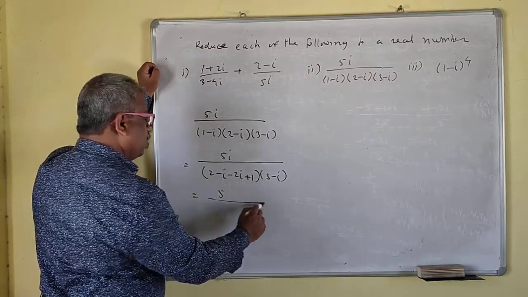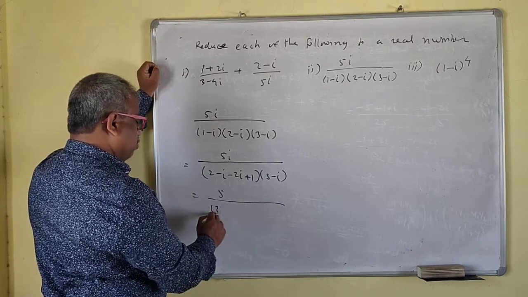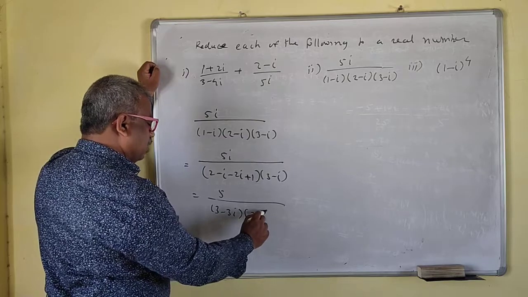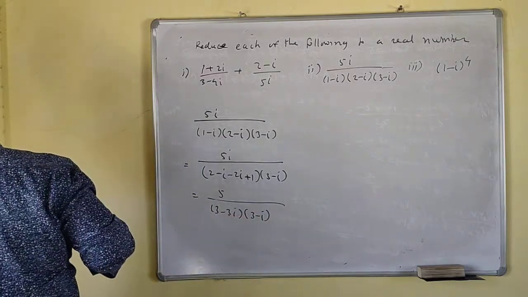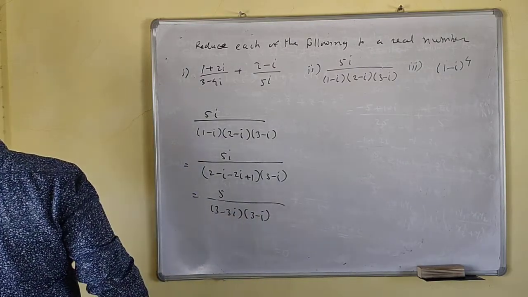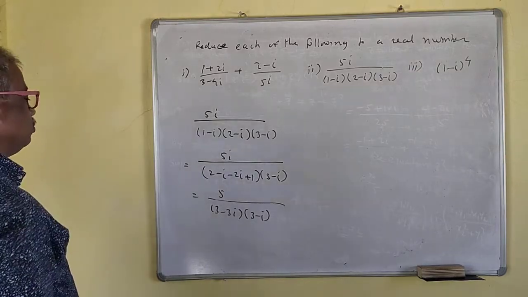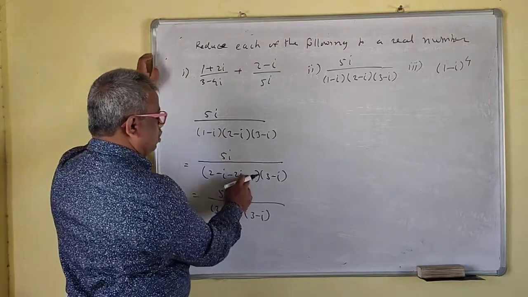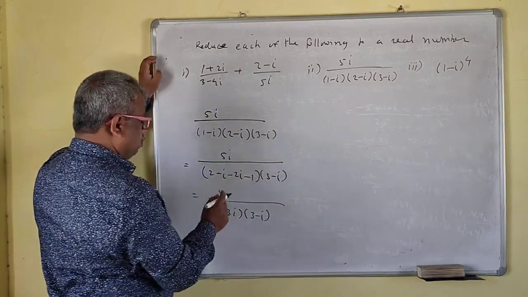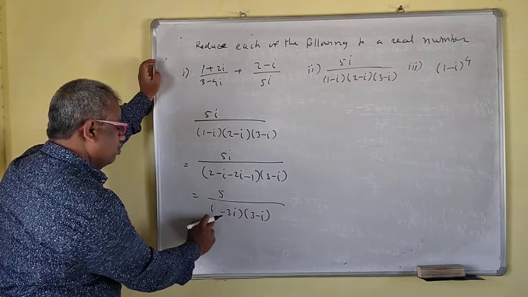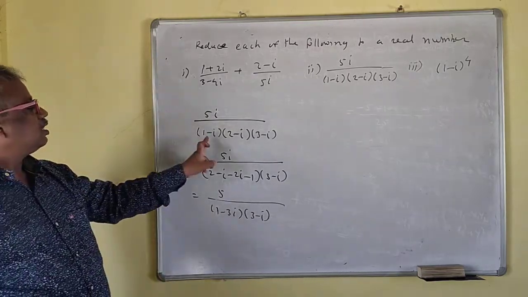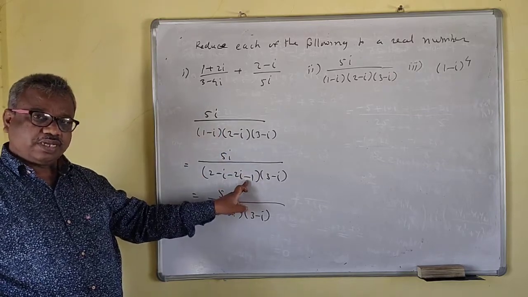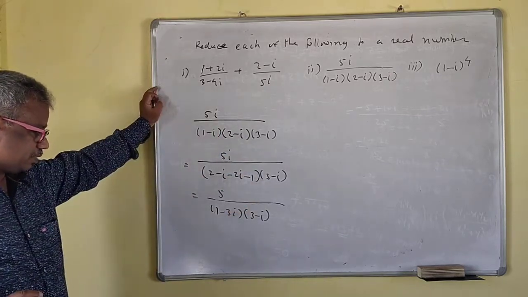So this is 5 upon, what is this then? This is 3 now. 3 minus 3I. 3 minus I now. Oh, this is what? This is minus 1. So this is what? 1 minus 3I. See, this is minus I is plus I square, but I square is minus 1, so this will be the minus 1.